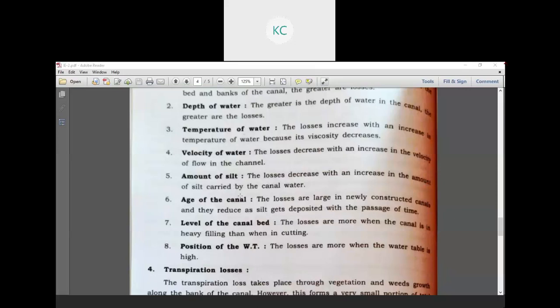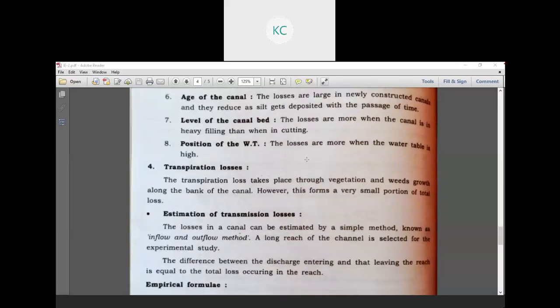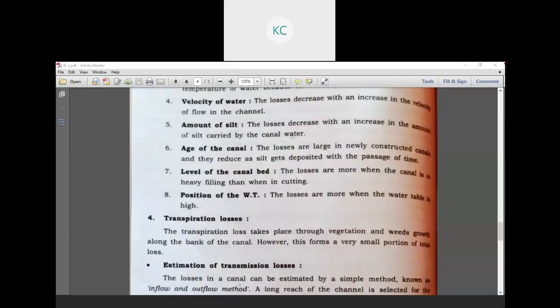Age of the canal: the losses are large in newly constructed canals and they reduce as silt gets deposited with the passage of time. As the design period of the canal nears its end, the losses gradually decrease. Level of the canal bed: the losses are more when the canal is in heavy filling than when in a cutting. Position of the water table: the losses are more when the water table is high. Okay, so all these factors affect your absorption as well as the percolation losses.